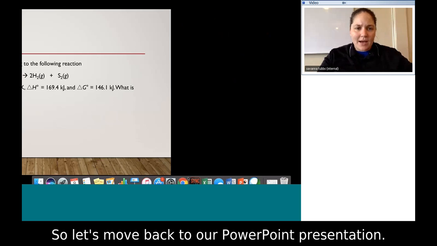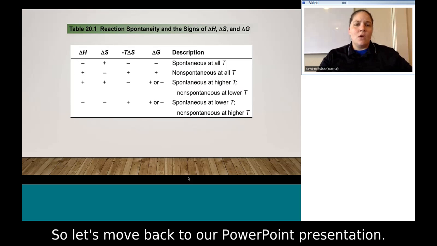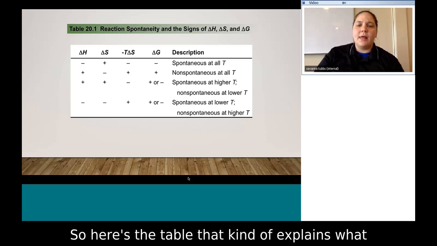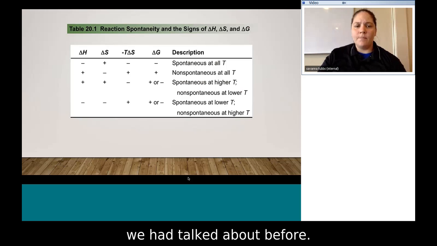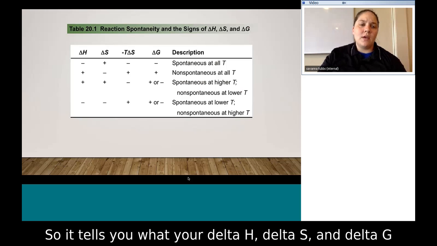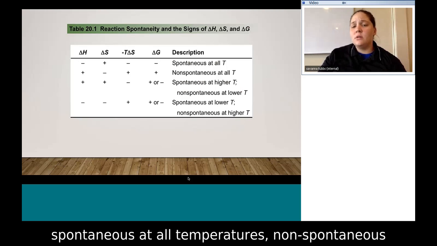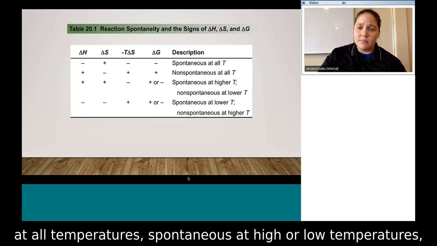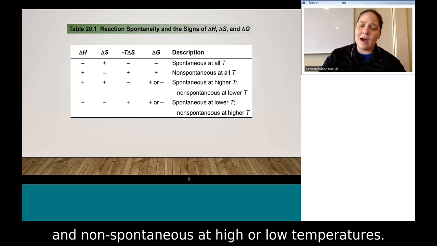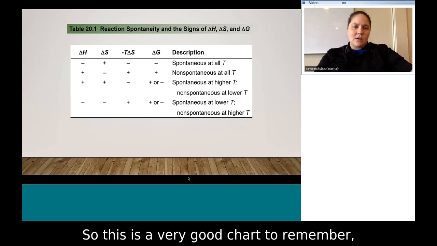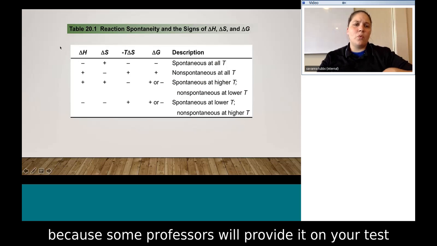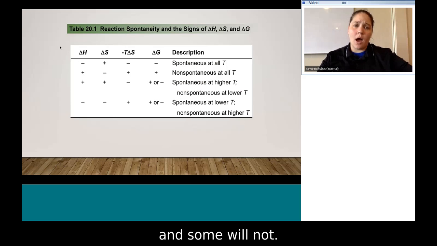So let's move back to our PowerPoint presentation. So here's the table that kind of explains what we had talked about before. It tells you what your delta H, delta S, and delta G need to be for your reaction to be either spontaneous at all temperatures, non-spontaneous at all temperatures, spontaneous at high or low temperatures, and non-spontaneous at high or low temperatures. So this is a very good chart to remember because some professors will provide it on your test and some will not.